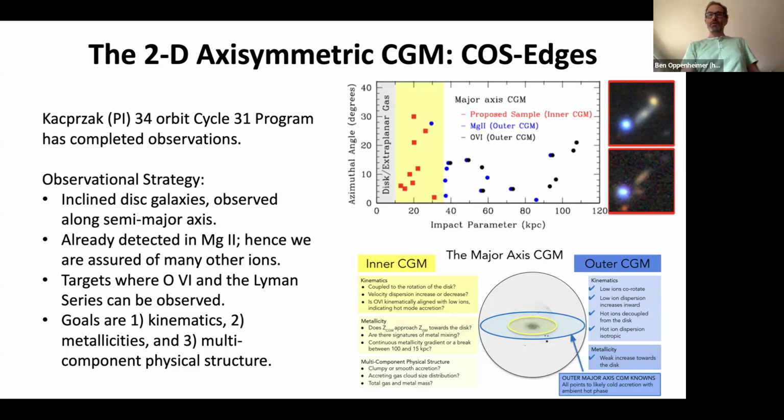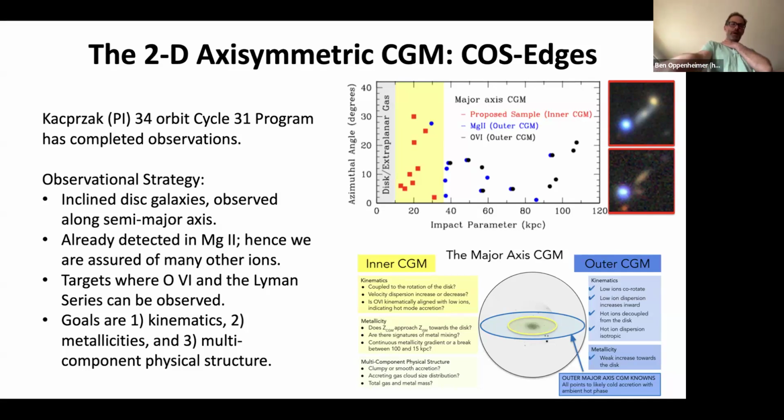So here's a quasar-galaxy pair. I think you can figure out which one is the quasar and which one is the galaxy. Reviewers of this didn't always get that. It took a few times to get it through. And we're really probing the inner CGM here. And here, the inner CGM is inside 35 kiloparsecs.